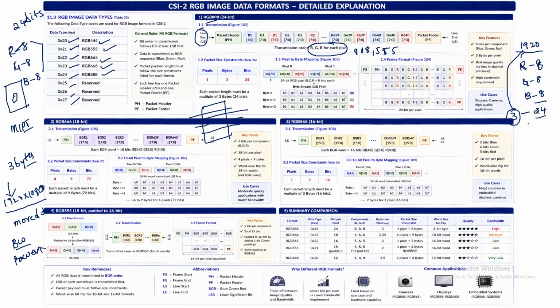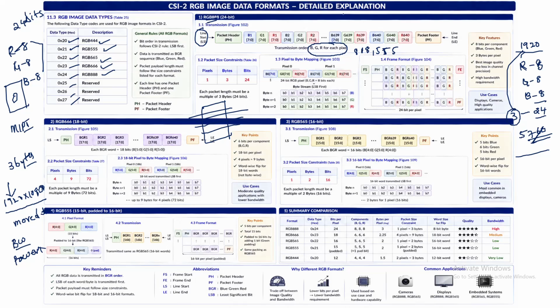So just go through that. That means 5760 bytes to transmit. Okay, these many bytes are transmitted for one line. One line means one long packet. These many bytes of data you need to transmit.